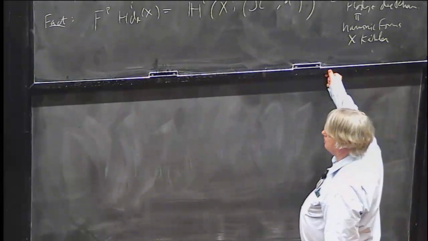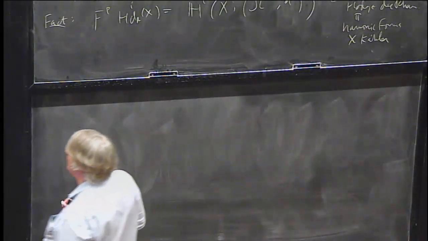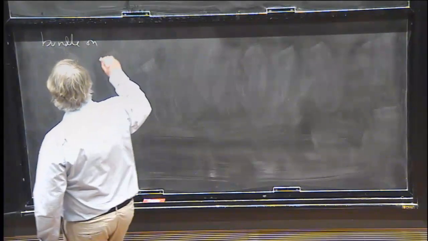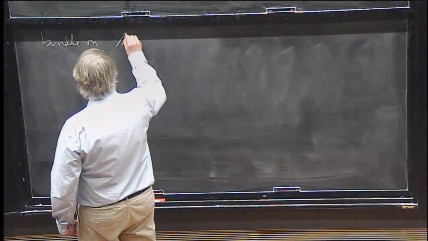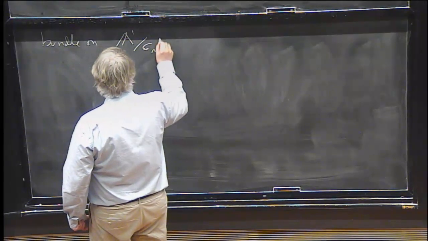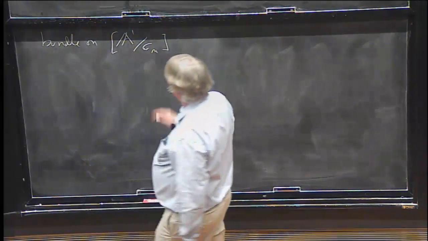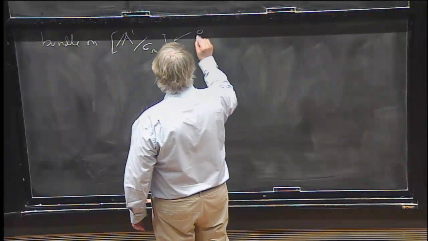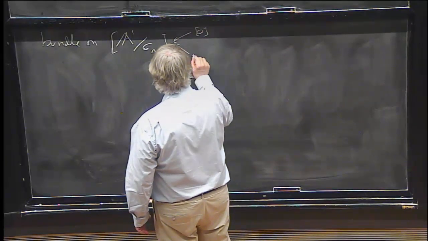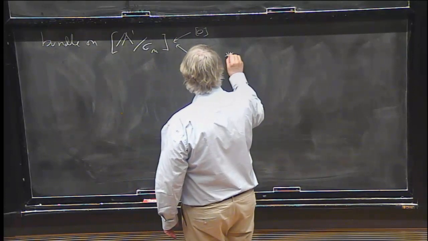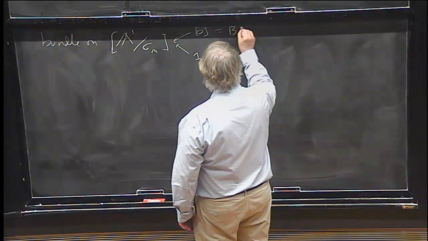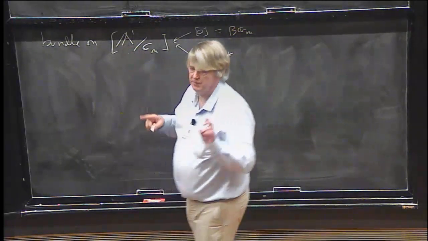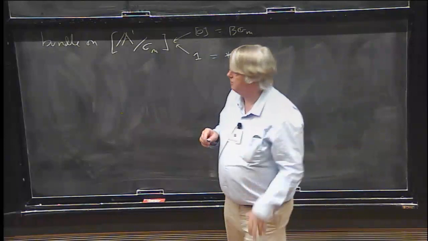And so now let's just look at what this says. We've got this bundle on, let's just write it this way, this stack. This stack has 2 points. There's the point 0, and there's the point 1. So 1 is just a point, and 0 is actually a BG_m. 0 is the fixed point of the G_m action here. So in terms of the stack, you have a G_m action.